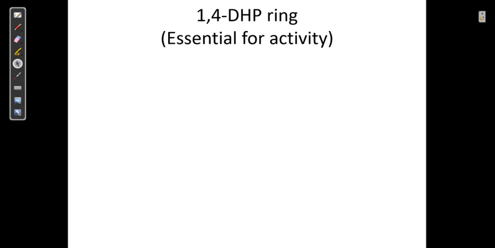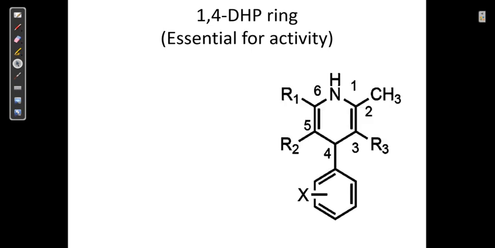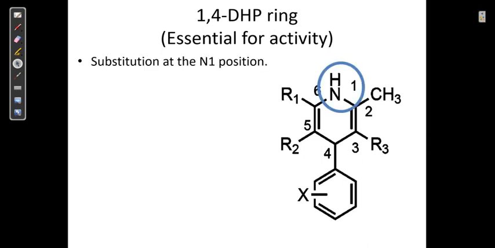So first we will see the 1,4-dihydropyridine ring. It is an essential requirement for the activity, because its name itself shows that it is a 1,4-dihydropyridine derivative. In this case we are focused on position 1. I told you that there should not be any substitutions, because 1 minus 1 is 0. So substitution at the N1 position, what happens? It decreases or abolishes the activity.